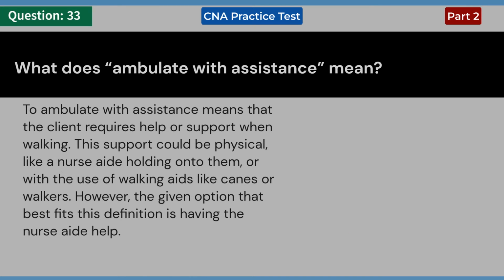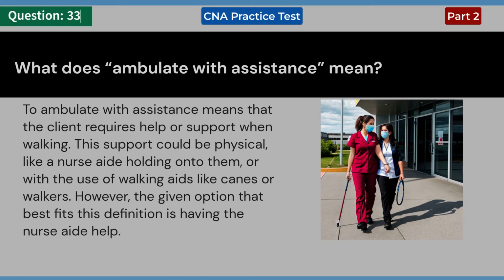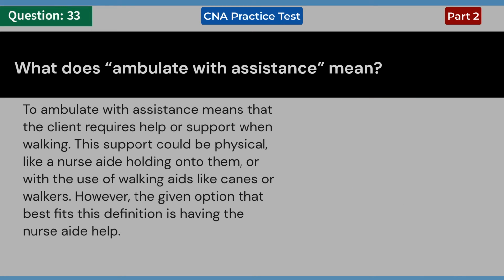To ambulate with assistance means that the client requires help or support when walking. This support could be physical, like a nurse aide holding onto them, or with the use of walking aids like canes or walkers. However, the given option that best fits this definition is having the nurse aide help.